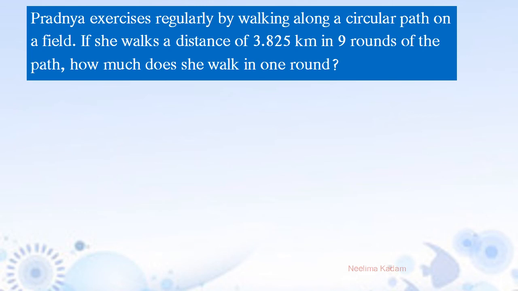So this is a sum of division. 9 फेऱ्यांमध्ये किती चालते ते दिलंय. How much she is walking in 9 rounds is given, and it asks how much distance she walks in 1 round.